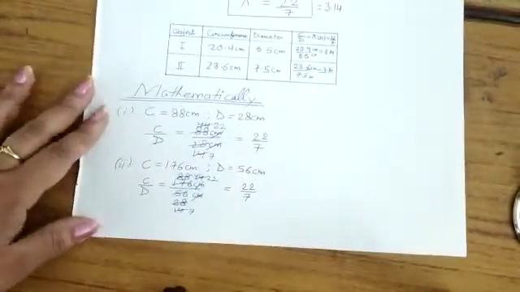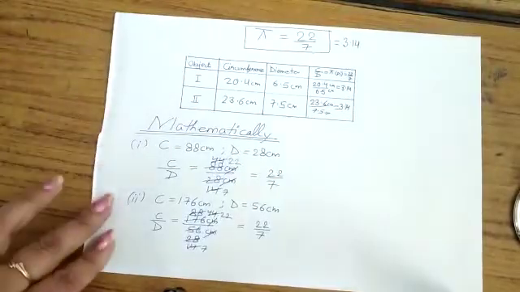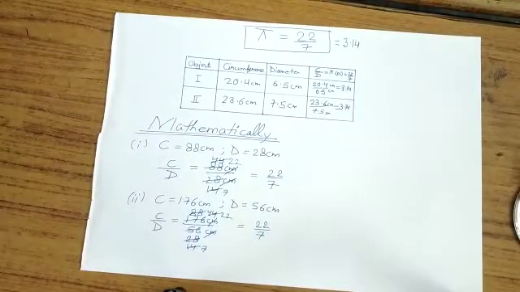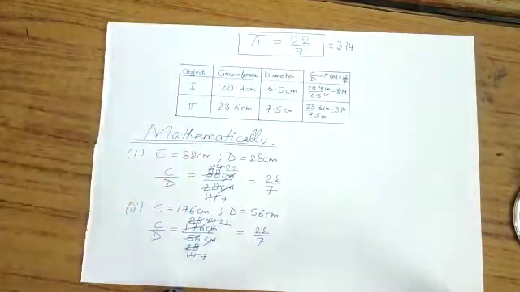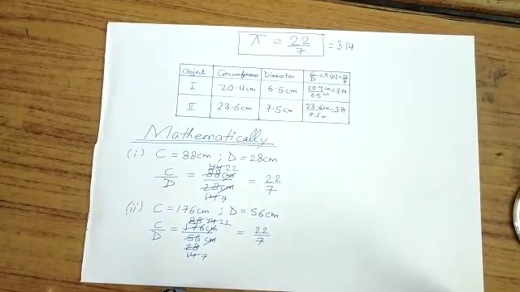So students, here we saw, both mathematically and with the help of the activity, that the value of pi is always constant, that is 22 by 7, or we can say it is 3.14. I hope, students, now you understand this activity.